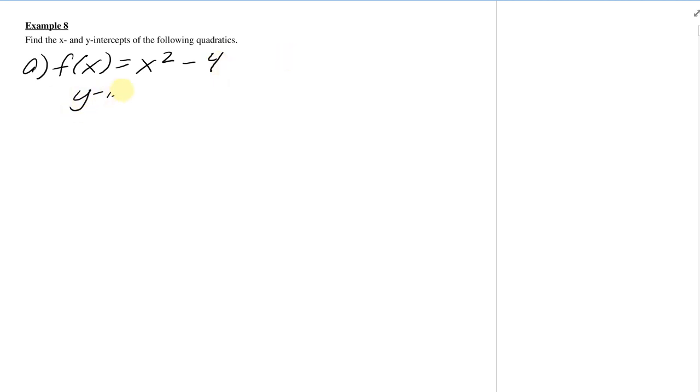So in this case, for my y-intercept, I take f of 0. So this will be 0 minus 4, so this is just -4. So my y-intercept is (0, -4).